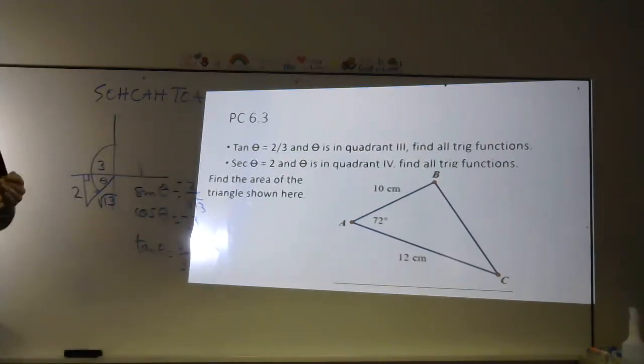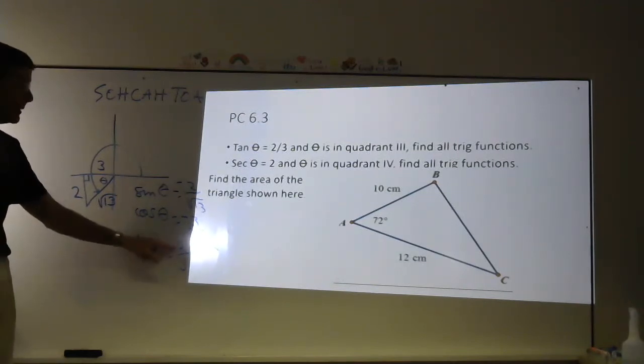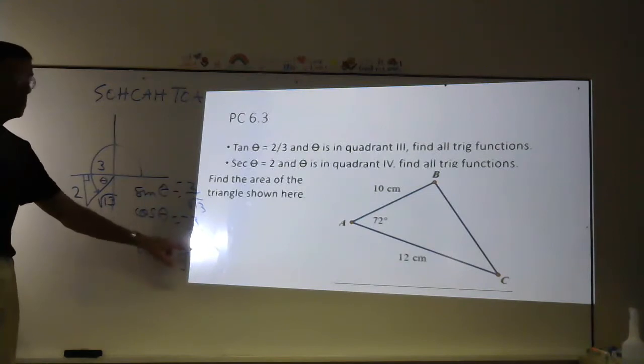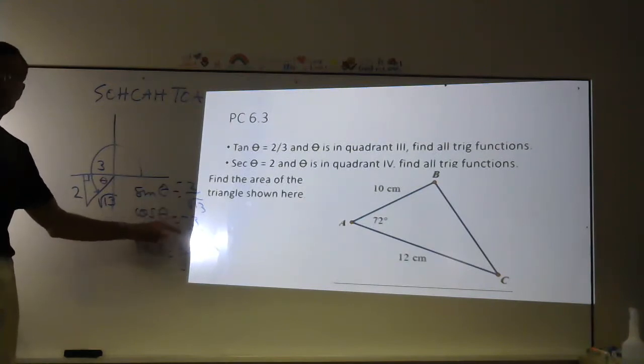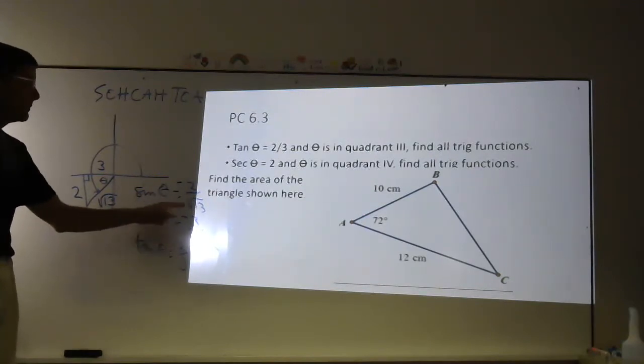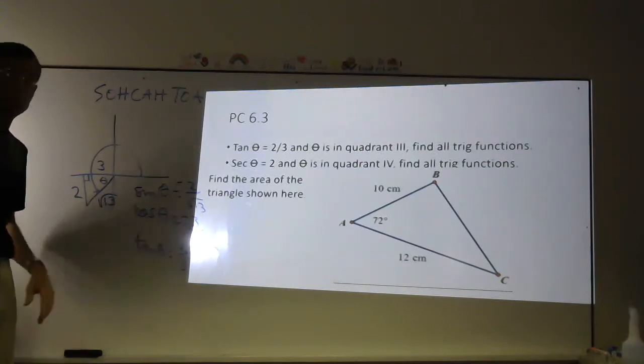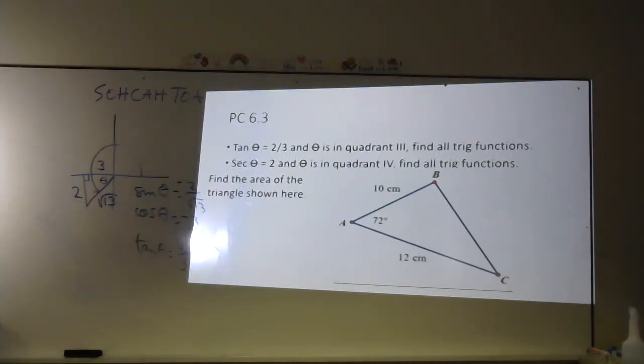How about the remaining 3 trig functions? Cotangent would be 3/2. Secant would be √13/3, and it's a negative fraction. It's got to stay negative. So negative √13/3. Cosecant, √13/-2, or negative √13/2. Okay, those are all the trig functions. Next one.